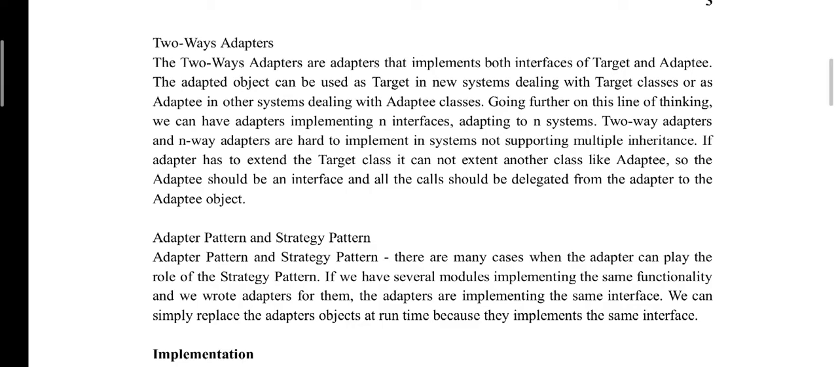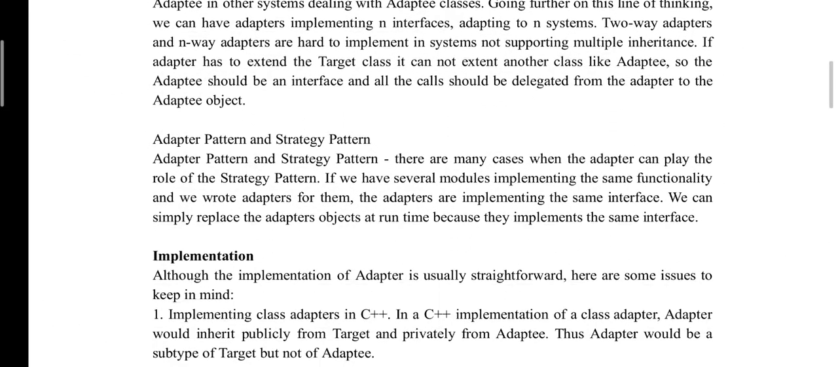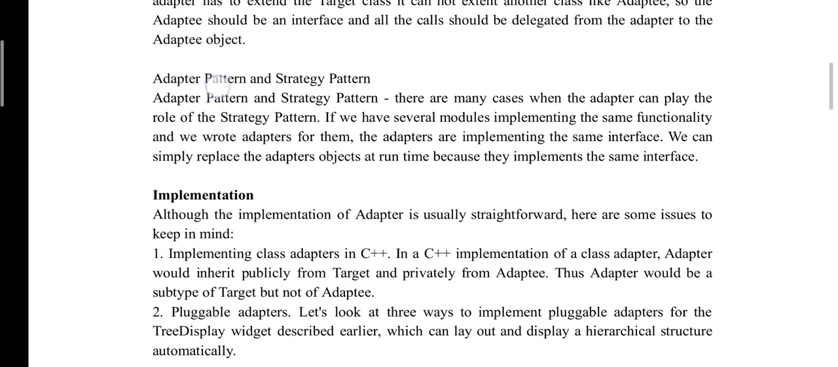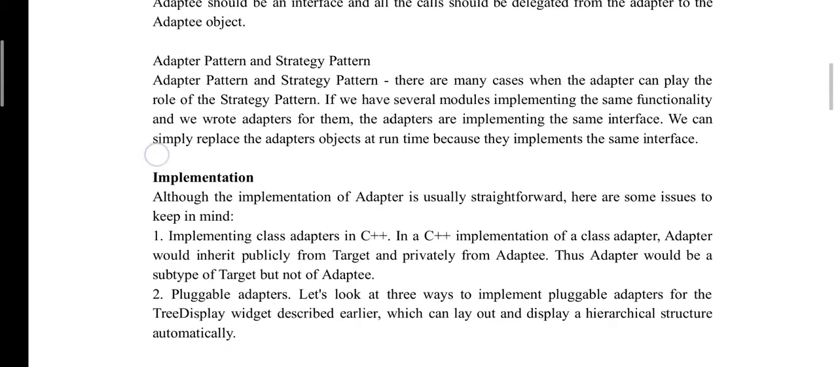Next thing is about the adapter pattern and strategy pattern. Which type of pattern should the adapter follow? There are many cases when the adapter can play the role of the strategy pattern. If we have several modules implementing the same functionality, we write adapters for them so that they can adapt their interfaces. The adapters implement the same interface, so we can simply replace the adapter objects at runtime.